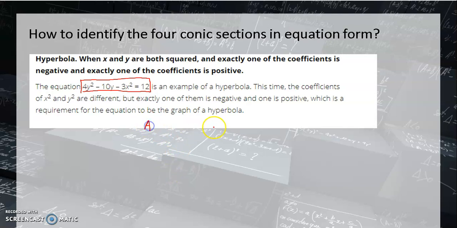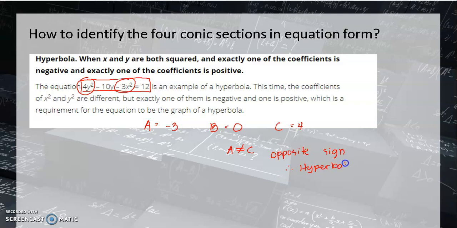So let's identify what's A, B, and C. In here, A would be this part, including the sign, that's the number beside x squared, which is negative 3. In here, B is 0, you don't have the xy term, and C is equal to 4, because that's the number beside y squared. Then, as you can see, A is not equal to C, but you have opposite signs. If that's the case, you will rule in a hyperbola.